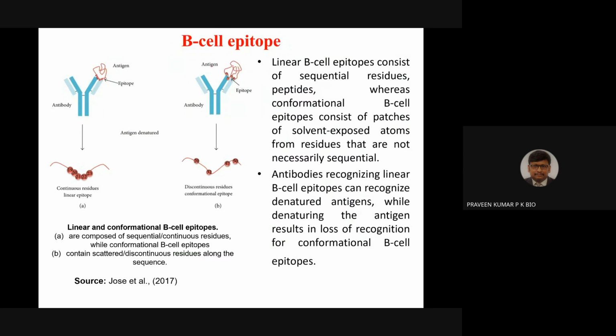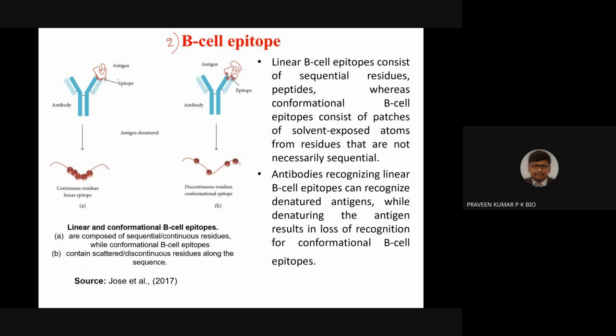Now let me come to the next kind of epitope, that is the B cell epitope. So till now we discussed the types of T cell epitopes, that is TH and TC epitopes. Now we are discussing the types of B cell epitopes. Here also we have two types.